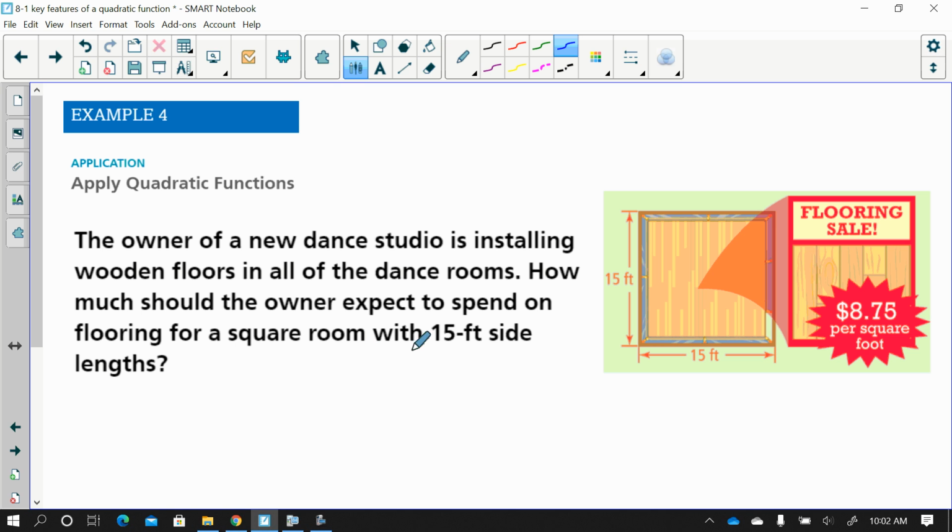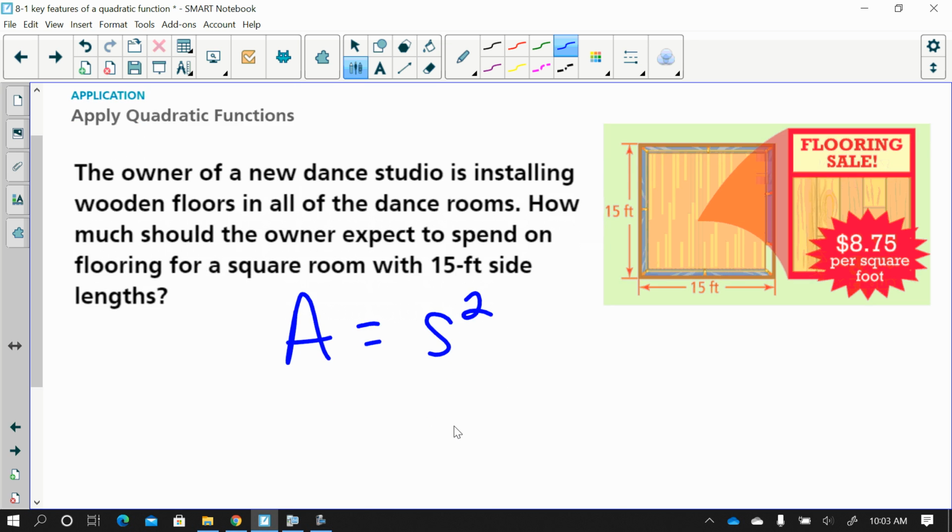Oh yeah, so let's look at a word problem. The owner of a new dance studio is installing wooden floors in all of the dance rooms. How much should the owner expect to spend on flooring for a square room with 15-foot side lengths? Well, I've got to figure out, oh, this is the area. So how do I find the area of a square? Well, area is equal to side squared. But I want to know the charge per square foot. So wouldn't I need to take my area times 8.75?